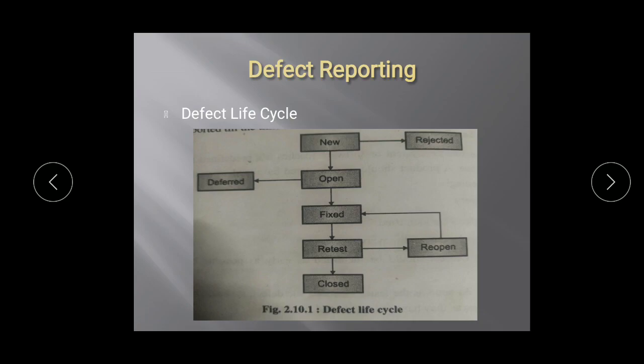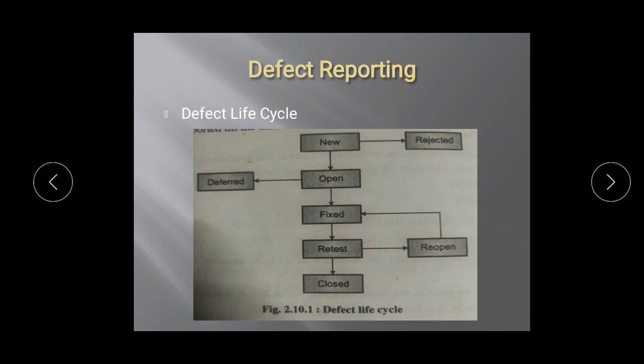First one is new. New is the first state of the defect life cycle. As you can see, this is the first stage of the life cycle. When any defect is identified and logged, it is in a new state. So when you log that particular defect, it is in the first stage, the new stage.